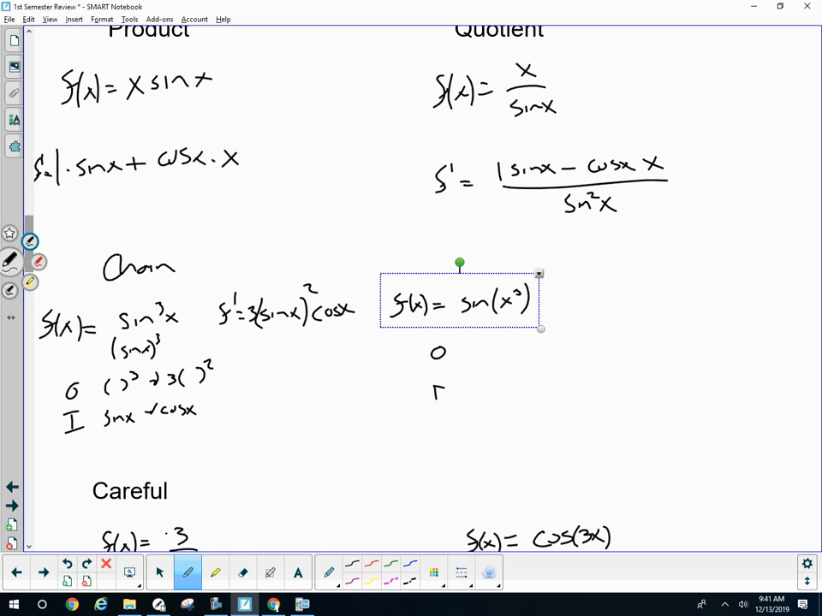Versus sine of x cubed. Here the outside would be the sine function. The inside would be the x cubed function. Derivative of the outside would be cosine. Derivative of the inside would be 3x squared. So f prime here would be cosine x cubed times 3x squared.